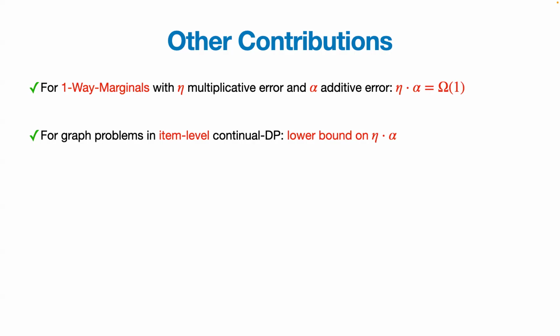And then using that as applications of that lower bound, we showed some item level continual DP lower bounds for a variety of graph problems. Note that since over there, omega 1 was the range of the answer anyway, this can give us polynomial lower bounds on the graph problems.